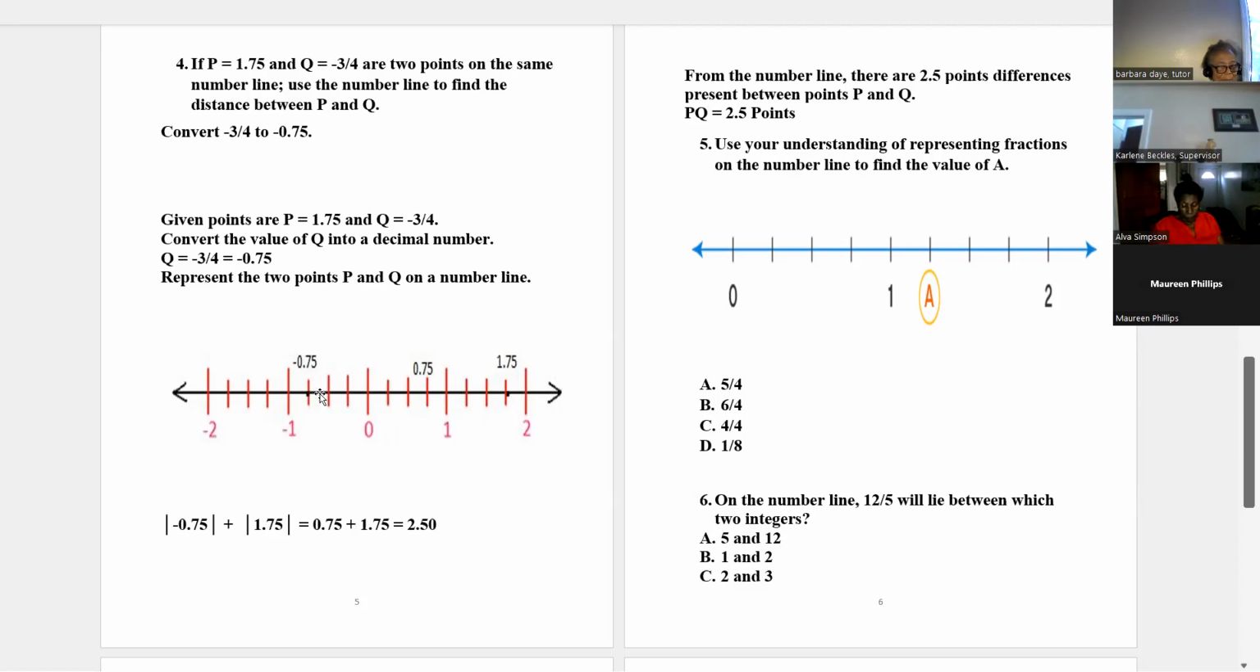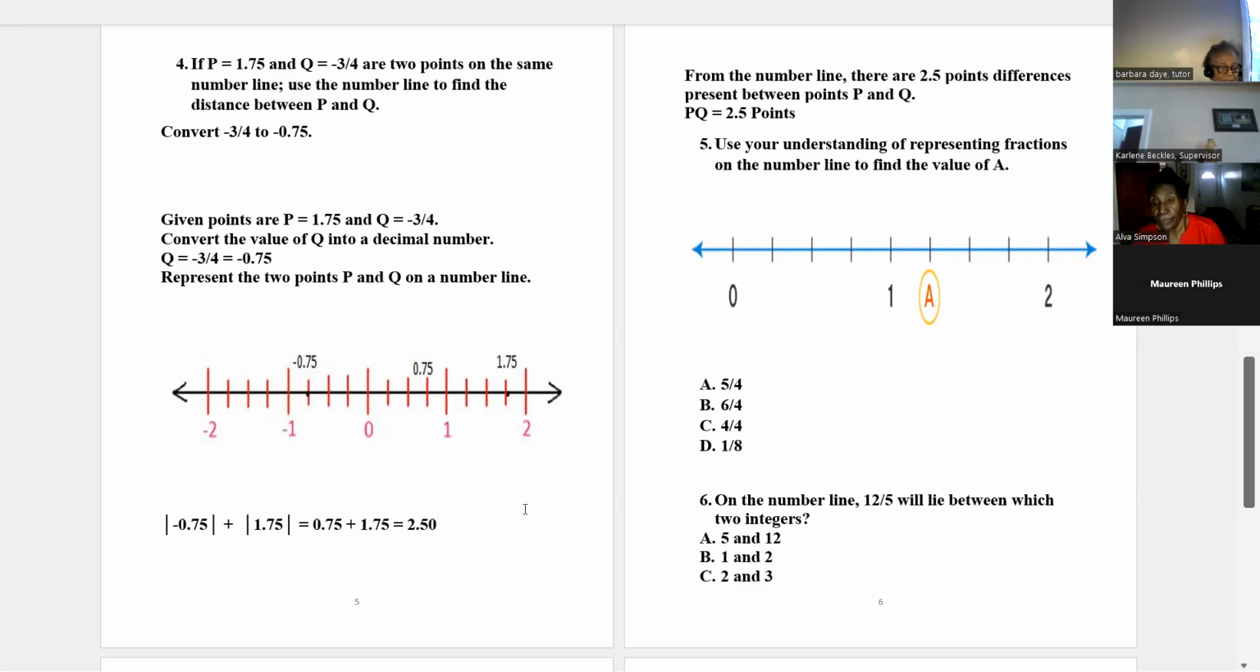Go from here, from minus 0.75 to the positive 1.75. How would you do it on the number line? How many places did you move when you went from minus 0.75 to 1.75? Count them on the number line. How many are there? 10 places.